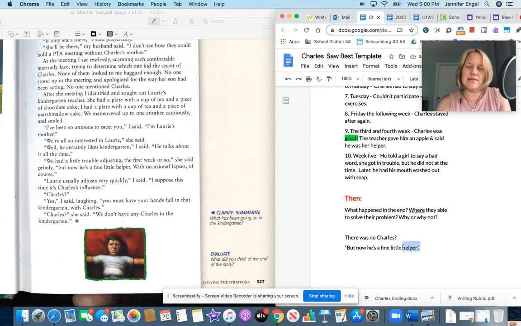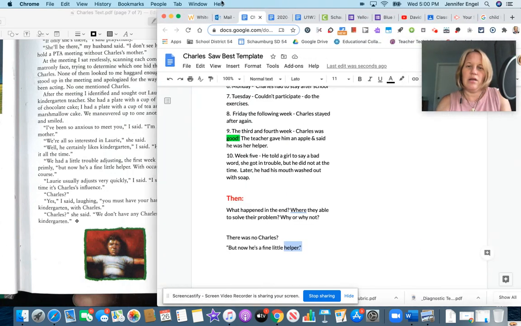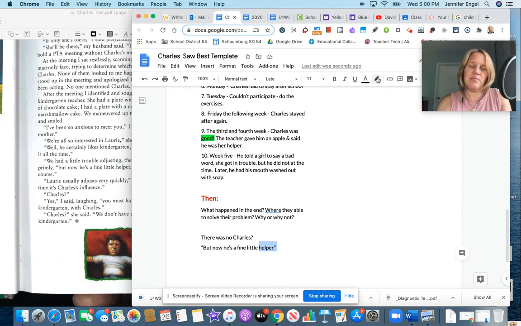Did we not see that word in the different steps that people took to try to solve the problem? And so now I want you to make your own conclusion as to who you think Charles is. And then the second one is, what do you think happens when Lori's mom goes home? All right, I'm going to let you get to it.